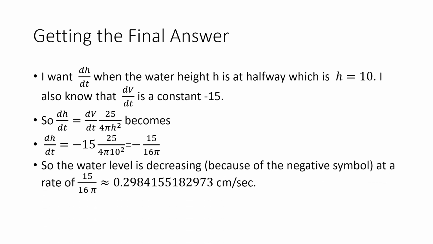So the water level is decreasing, and that's because of the negative in front. This is also based on our intuition. The water is leaving the cone, so the height of the water should be decreasing. And when we're halfway down the cone, it's decreasing at a rate of approximately 0.2984 centimeters per second. Centimeters per second, because this is measured in centimeters, this is measured in seconds, so centimeters divided by seconds.